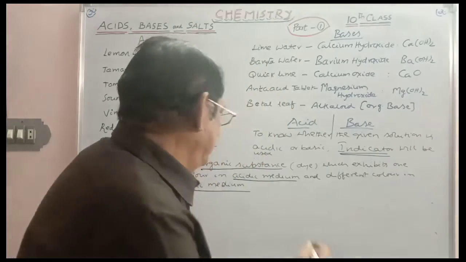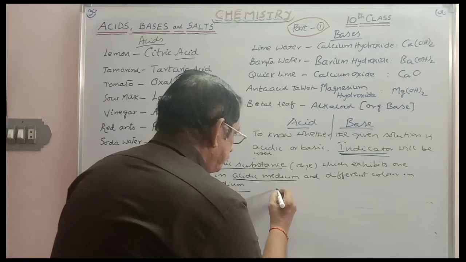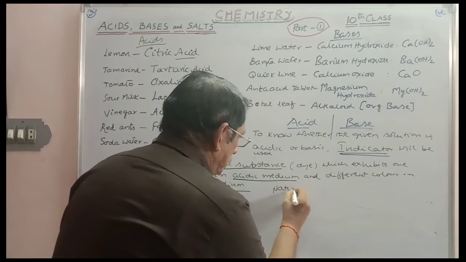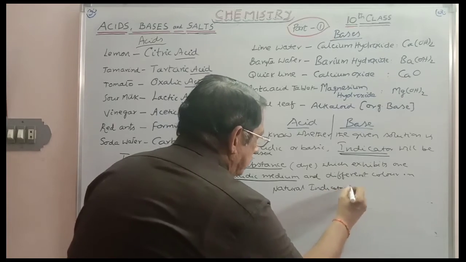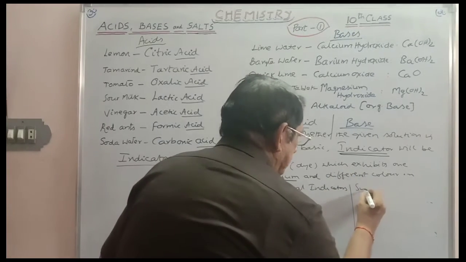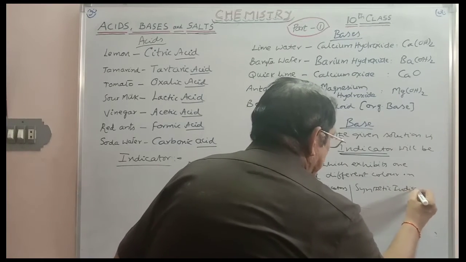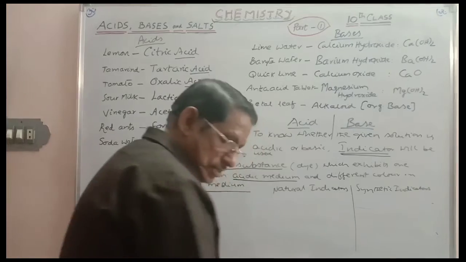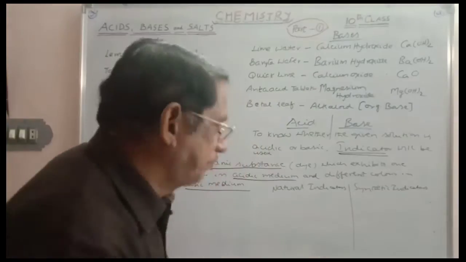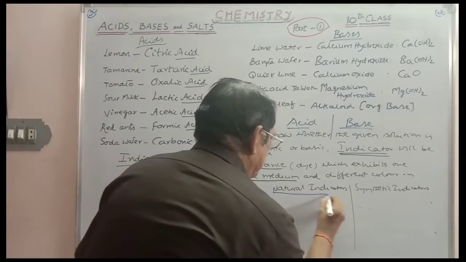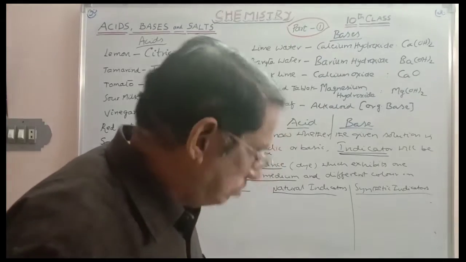So if you take here indicators, we will be having two types: natural indicators as well as synthetic indicators. One is natural, other one is synthetic. You have to mention them, some of them more important.